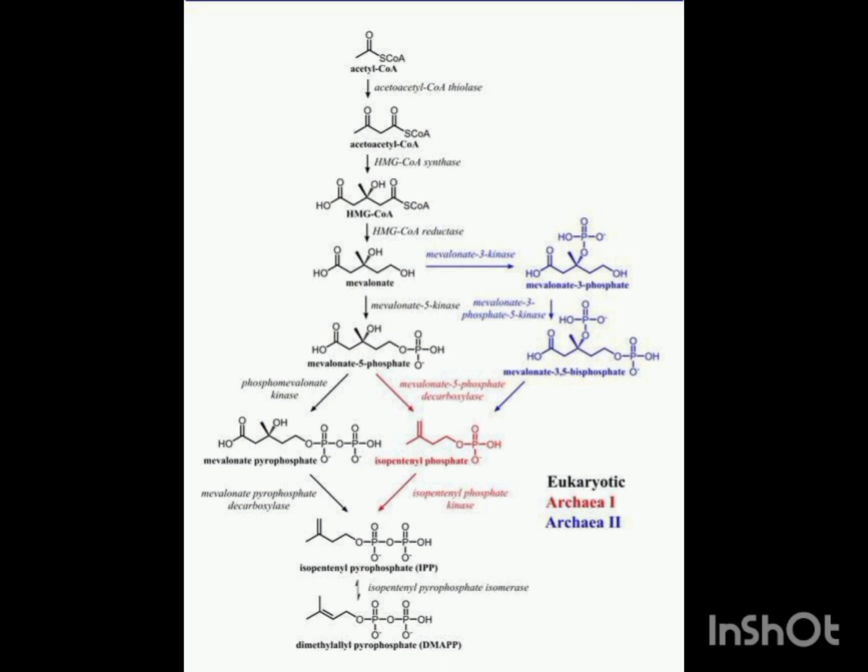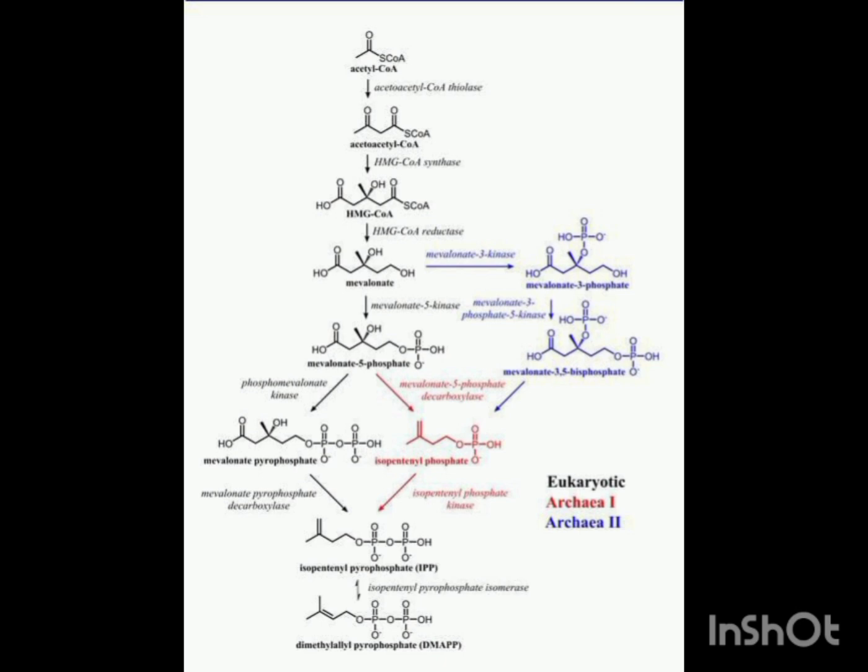In this, acetyl-CoA is converted into acetoacetyl-CoA with the help of acetoacetyl-CoA thiolase. The acetoacetyl-CoA with the help of HMG-CoA synthase is converted into HMG-CoA. The HMG-CoA with the help of HMG-CoA reductase is converted into mevalonate. The mevalonate with a kinase forms mevalonate 3-phosphate. The mevalonate 3-phosphate with the help of mevalonate 3-phosphate 5-kinase converts into mevalonate 3,5-bisphosphate.